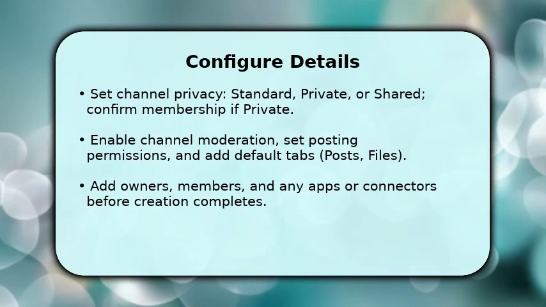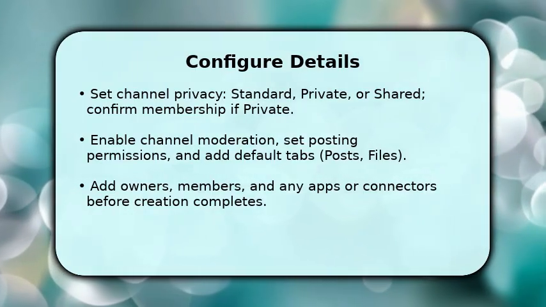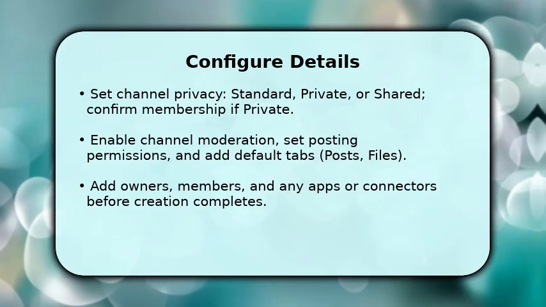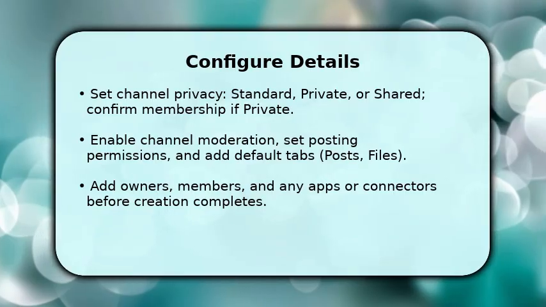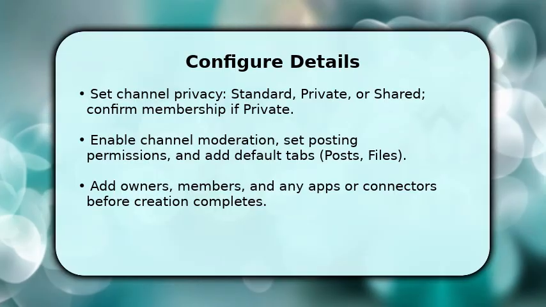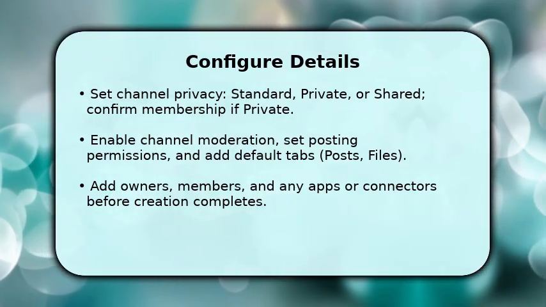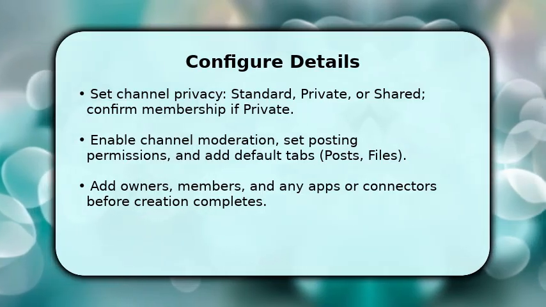For standard, decide if only owners can post. Turn on channel moderation when you need controlled conversations and choose which apps or tabs to expose, like Planner, OneNote, or a website. Once you add connectors, tests, or bots, review settings for notifications and file sharing. This prevents surprises later and keeps team workflows aligned with your governance.